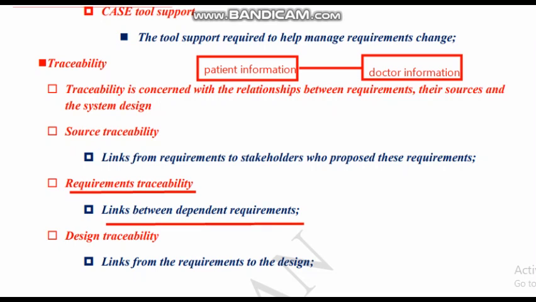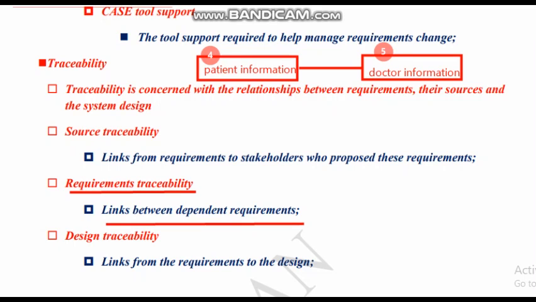So this is one set of information, this is another set of information. Now what is the link between these two requirements? Can you tell me what is the link between these two requirements? The patient may need the information that under which doctor he is getting the treatment. So under a doctor, how many patients are treated with different diseases, isn't it? So in this way we can link these two different types of requirements.